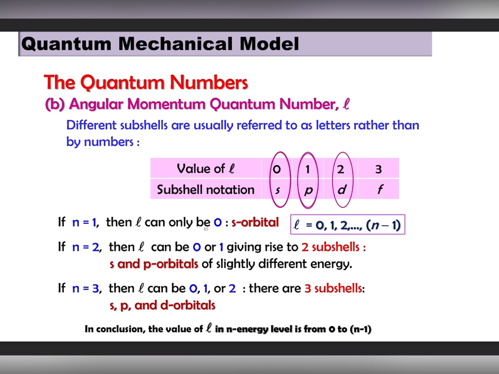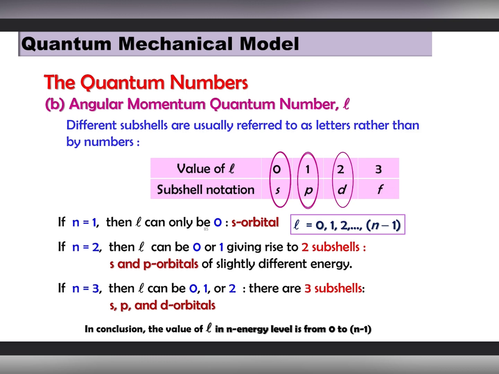If the value of L equals 1, it indicates the P orbital. And if the value of L is 2, it indicates D orbital. And if it is 3, it is F orbital.